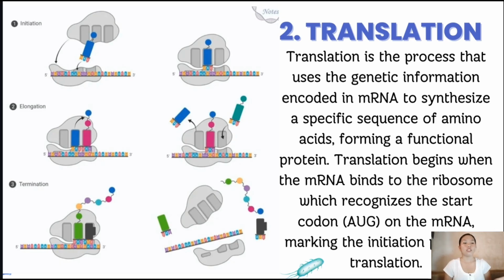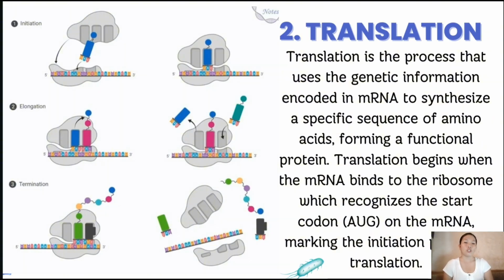The translation process occurs when the mRNA binds to the ribosome, which recognizes the start codon or the AUG on the mRNA, marking the initiation point for translation. As you can see here, in the initiation process, which is the first process of translation, makikita natin na si mRNA ay nagbind doon sa ribosome, and also the transfer RNA or tRNA molecules, each carrying a specific amino acid, match their anticodon sequences with the corresponding codons on the mRNA.